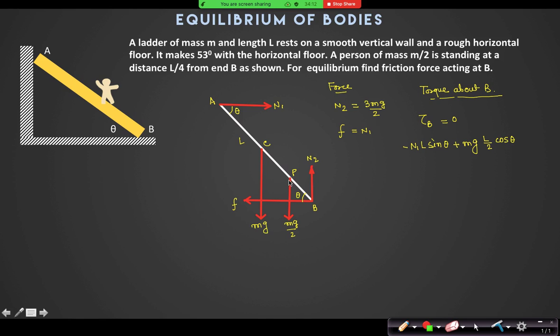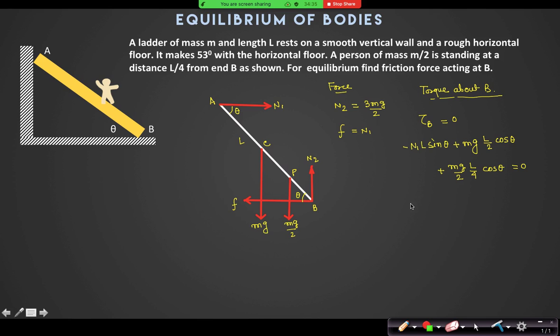And what is the torque of this mg by 2? That is mg by 2 into L by 4 into cos theta. L by 4 cos theta. Can I make it 0? Yes, sir, you can make it. And now we can find the value of N1. That will be the answer of this question. Right?